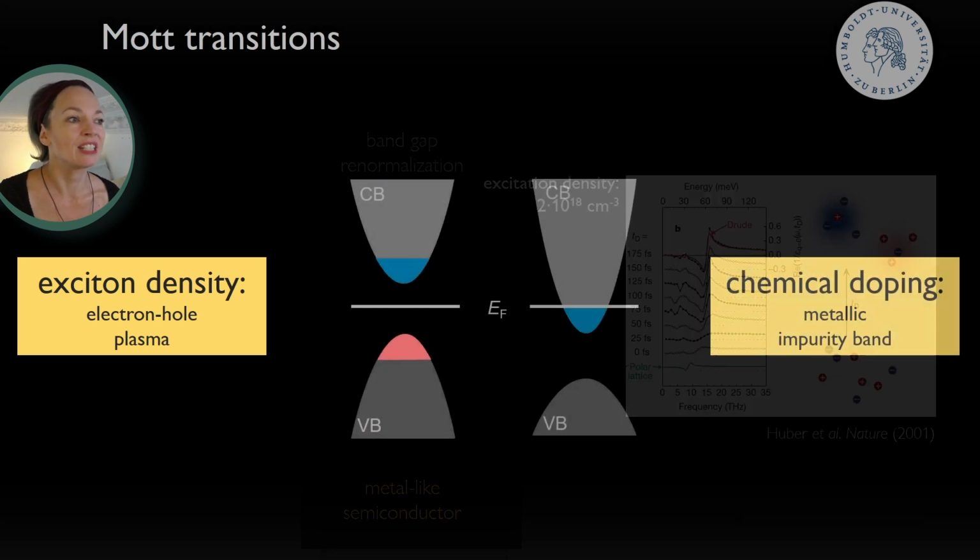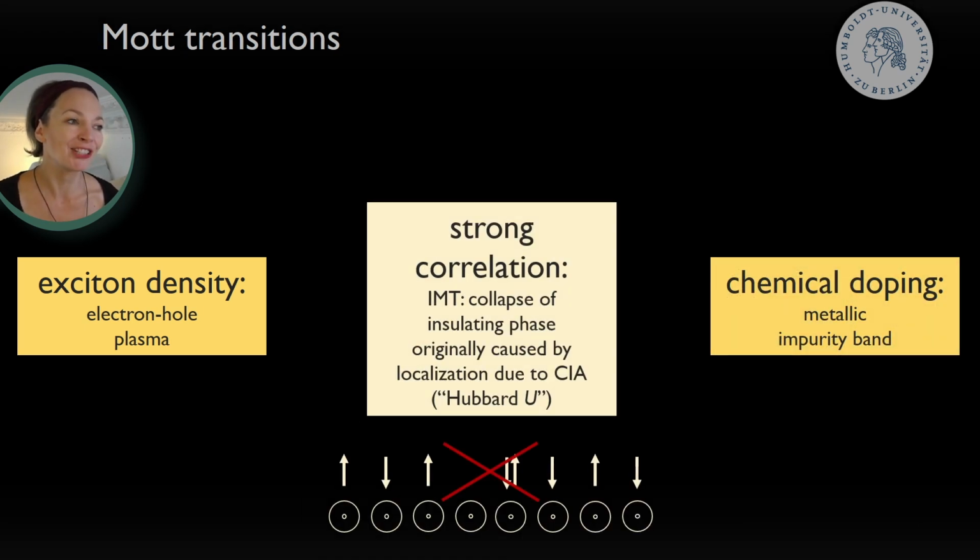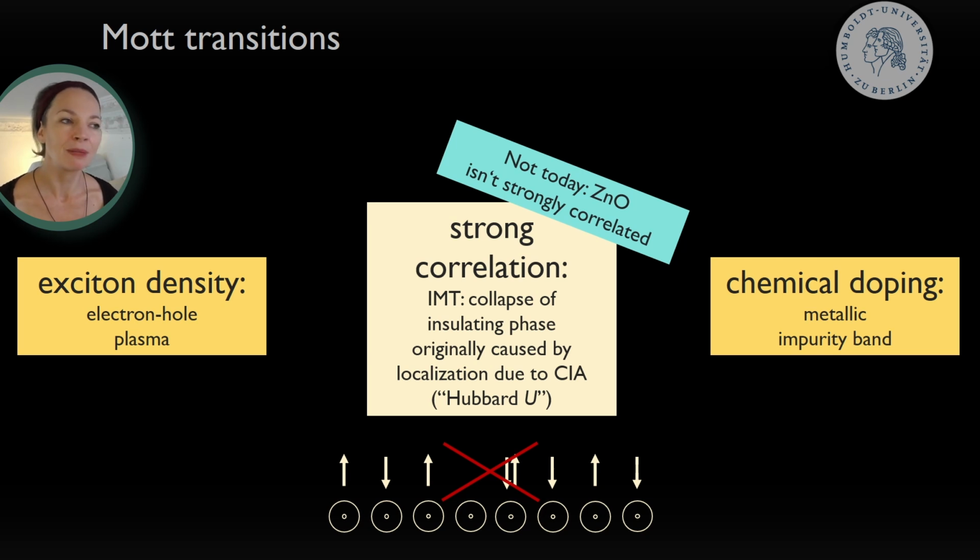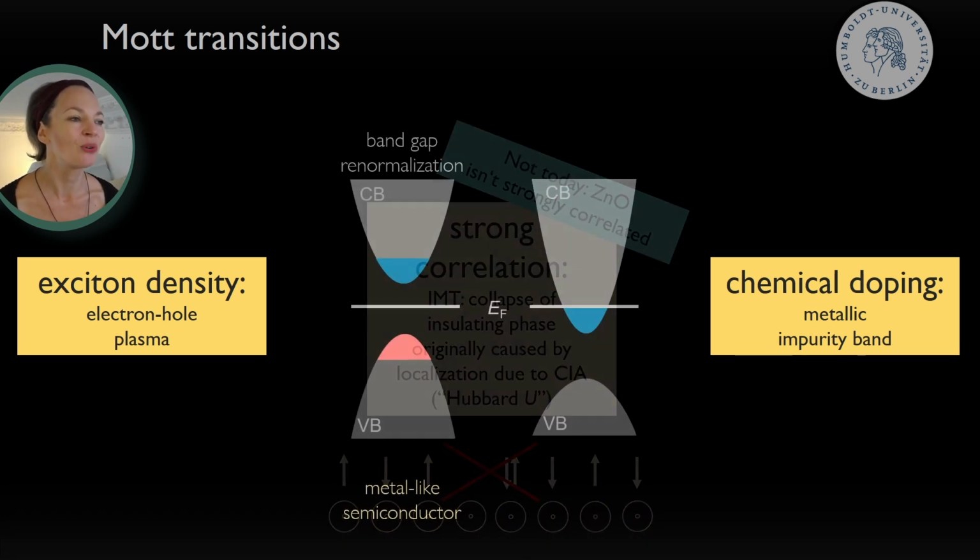So we have these two Mott transitions, and there is actually a third one. That's the one that is based on strong correlations. Here, it's actually the Coulomb repulsion between the electrons that leads to a localization of the charges and to the formation of an insulating low temperature phase that can be destroyed by photoexcitation. However, this is not going to be the topic of my talk because zinc oxide is not a strongly correlated electron material. Okay, so let's go back to these two Mott transitions.